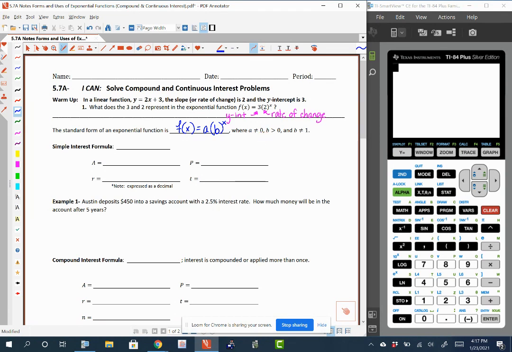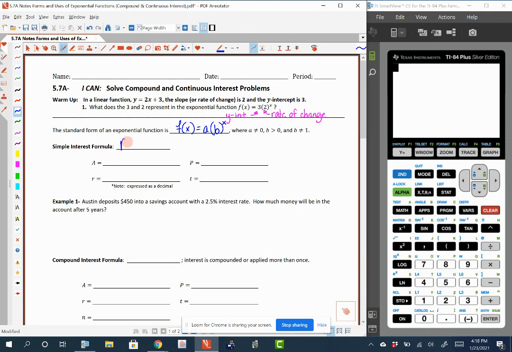A cannot be equal to 0. And if we think about that, if a was 0, 0 times any rate would just be 0. So we don't want it to be 0. We also want our b value to be greater than 0 today. And we don't want it to be equal to 1 because 1 to any power just stays 1. So for these problems that we're doing today, those b values need to be greater than 0, but they can't be equal to 1. So we're going to start off today by using what's called the simple interest formula.